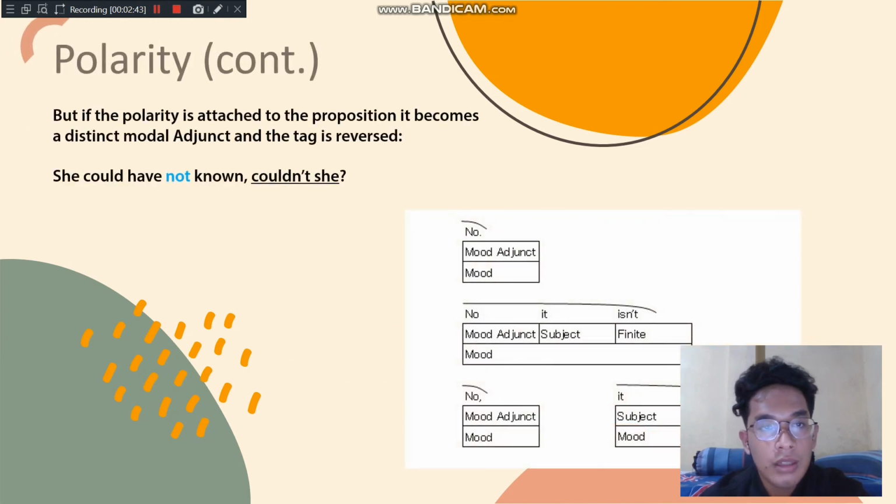Moving on, polarity as contradicted. But if the polarity is attached to the proposition, it becomes the distinct modal adjunct, and the tag is reversed. She could have not known, couldn't she? And also there is a double.